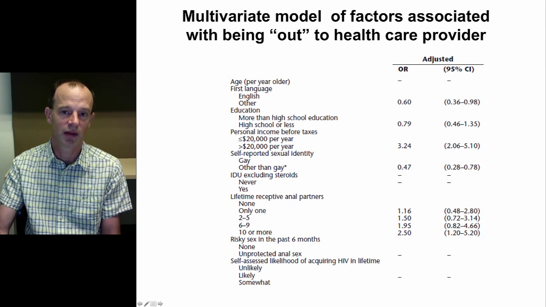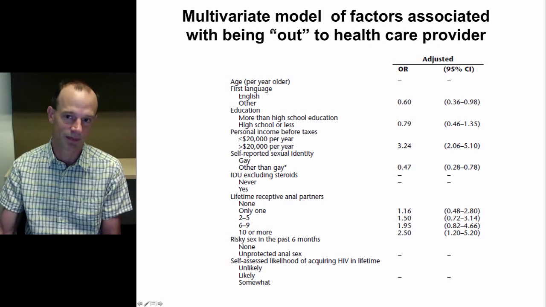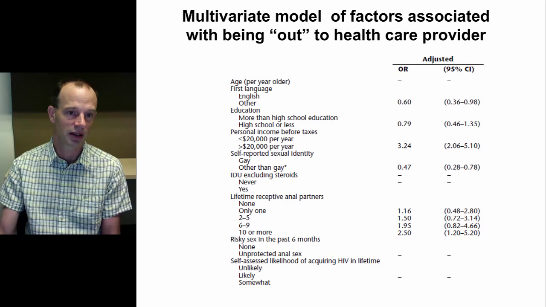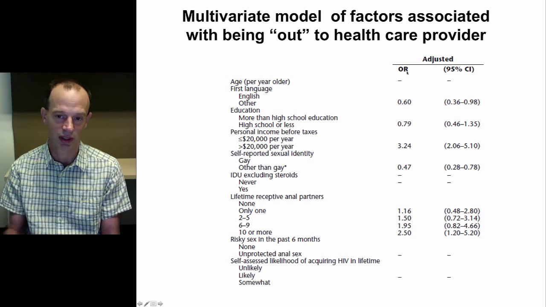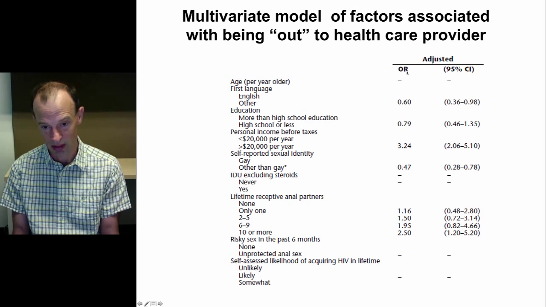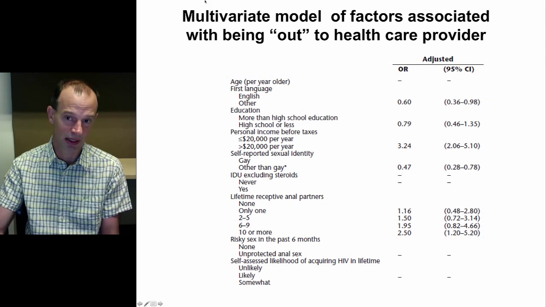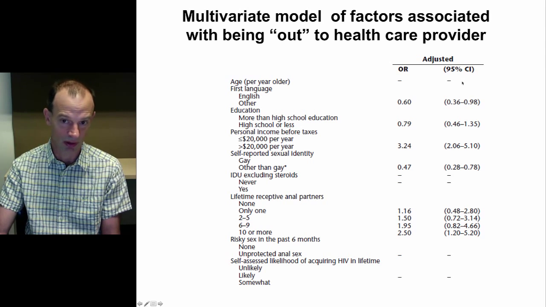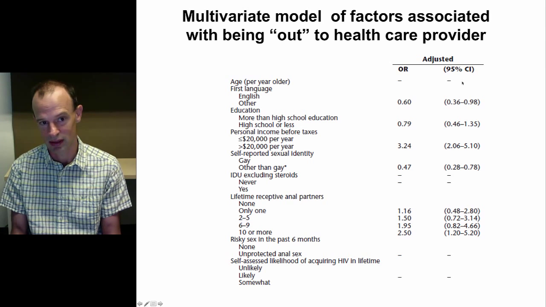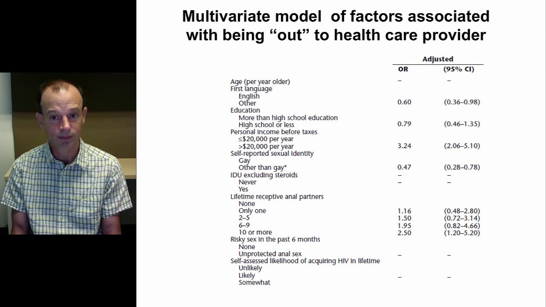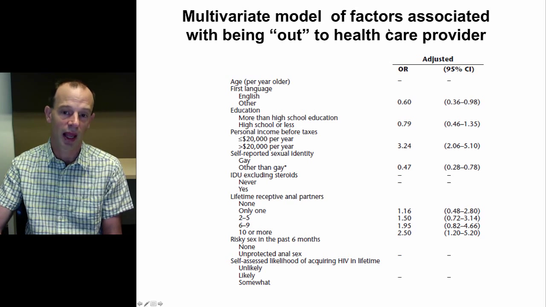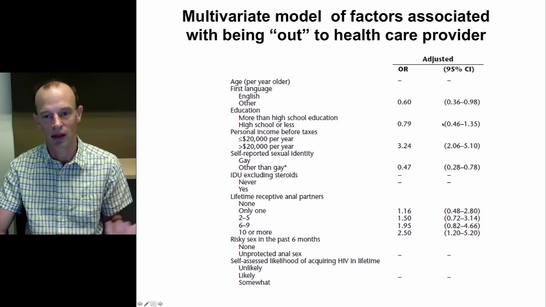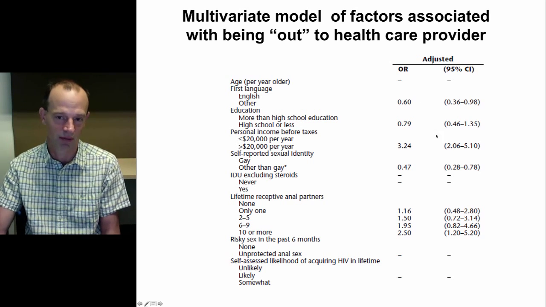So this is what's called a multivariate logistic regression model, of factors associated with being out to your healthcare provider. You'll note here that we're actually using an odds ratio rather than the risk ratio that I described for use with cross-sectional studies. The main reason for this is that if you use this logistic regression procedure, you can study multiple explanatory variables at the same time, which isn't possible with the risk ratio. So even if you're using that study design, you can still use odds.